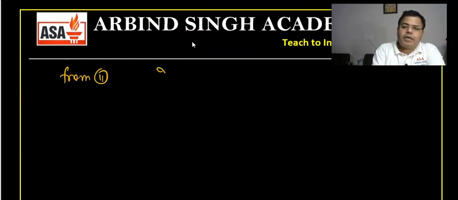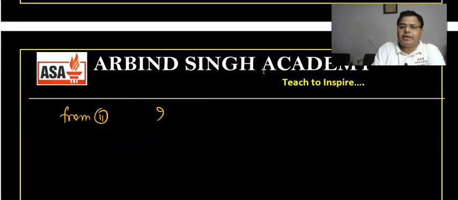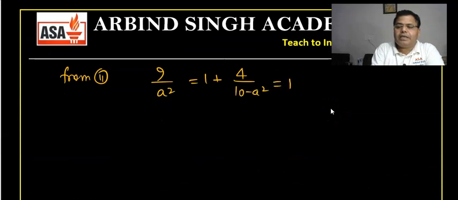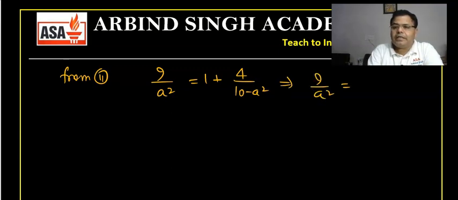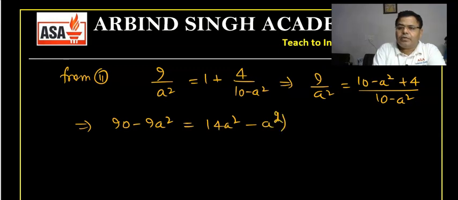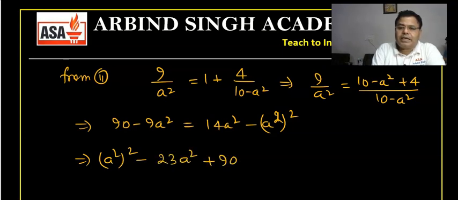From the second, 9 by a square is equal to 1 plus 4 by b square, and b square is 10 minus a square, so 4 upon 10 minus a square. Again, if I take the LCM, 9 by a square is equal to 10 minus a square plus 4 divided by 10 minus a square, or we can multiply: 90 minus 9a square is equal to 10 plus 4, 14a square minus a square whole square, isn't it? That can be written as a to the power 4, and 14 minus 9 is minus 23 a square plus 90 is equal to 0.